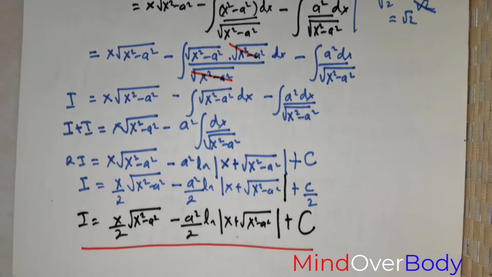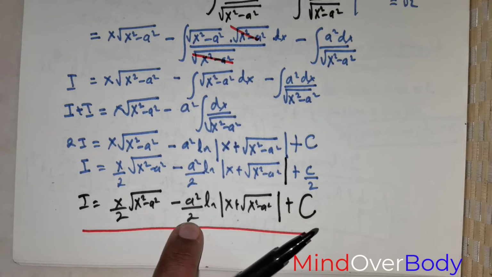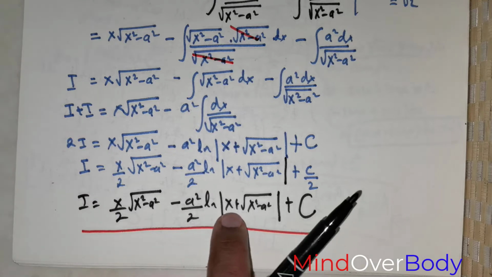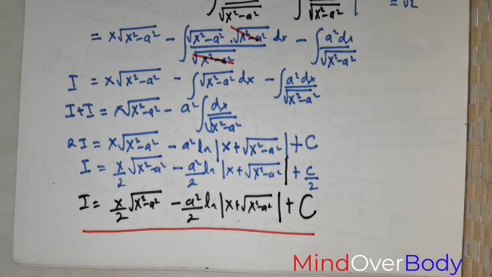See, that is exactly what you got. x over 2 root of x squared minus a squared, minus a squared over 2 times ln of x plus root of x squared minus a squared, plus arbitrary constant C. So that is how we prove it, students. We can move to the next question.